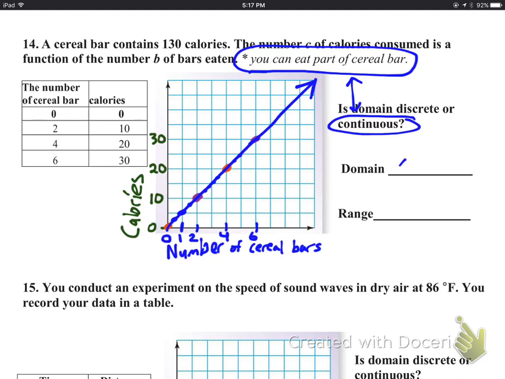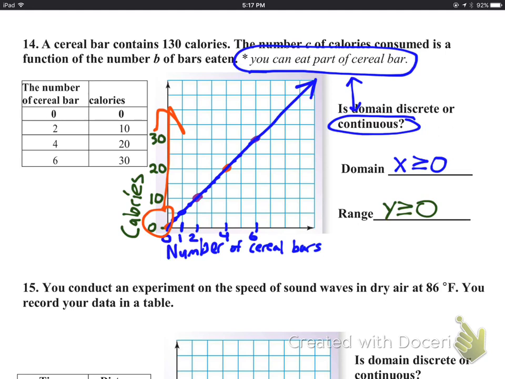The domain is going to be x is greater than or equal to 0 because you could eat 0 cereal bars, or you could eat any fraction of cereal bars that is greater than 0. You could not eat a negative number of cereal bars, however, so that's why it's greater than or equal to 0. The interval notation way to say that, the range is y is greater than or equal to 0. The reason for this is because you could eat any number of calories greater than 0.